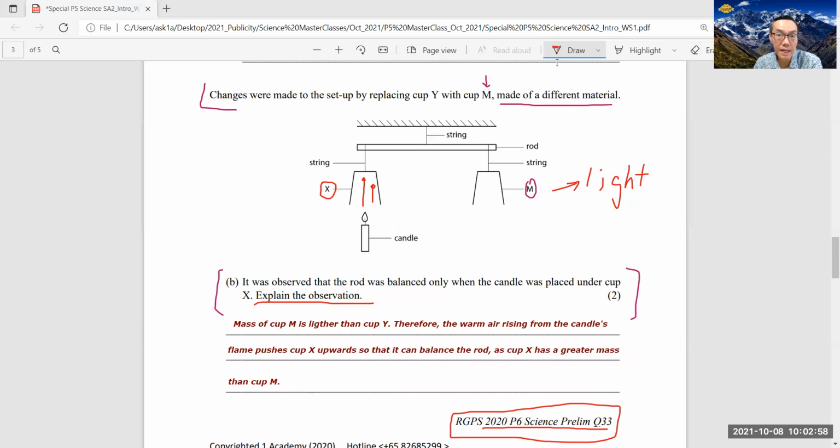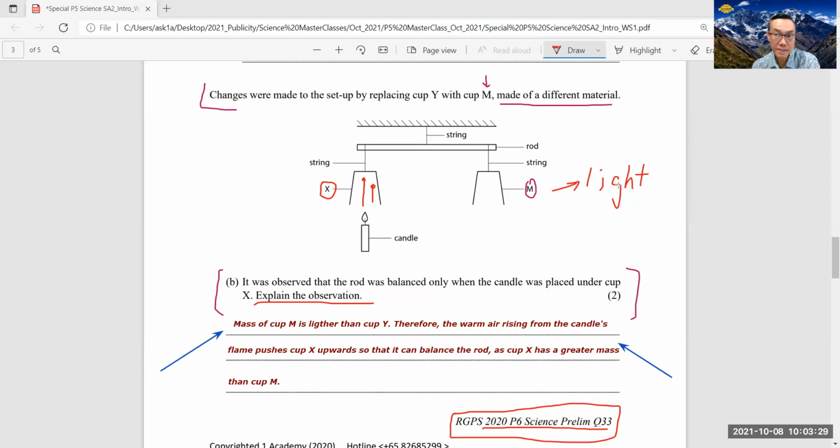This is the answer. Lucian, can you read out the answer which I just typed? Mass of cup M is lighter than cup Y. Therefore, the warm air rising from the candle flame pushes cup X upwards so that it can balance the rod, as cup X has a greater mass than cup M. Okay, thank you very much.